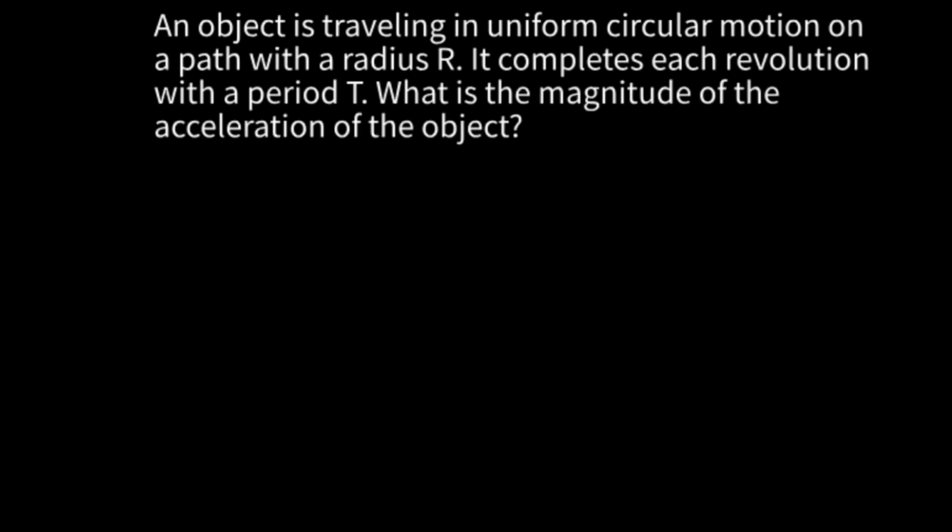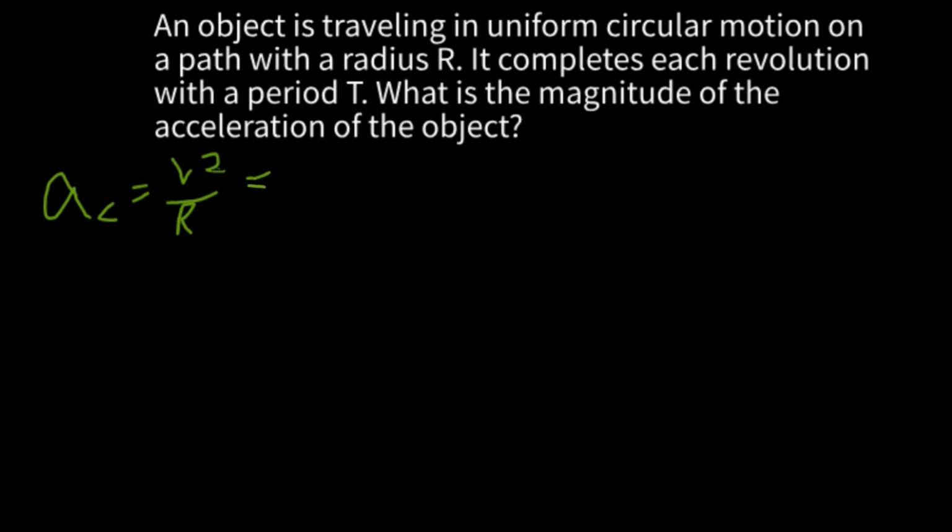Alright, here is our first practice problem. We've got an object in uniform circular motion with a radius of r and a period T. We want to find the magnitude of acceleration. So, hopefully you're thinking of centripetal acceleration, which equals v squared over r. Because the object is in uniform circular motion, there is no linear acceleration.